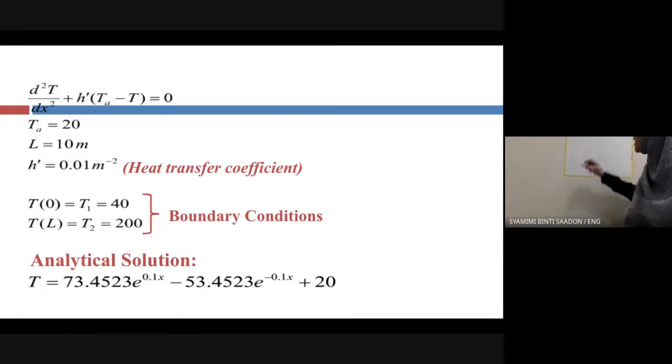Supposedly, if we solve this analytically, we suppose that T is an exponential function of lambda x. T is exponential lambda x, where lambda is a constant value. So we replace this exponential lambda x in the second order equation just now.